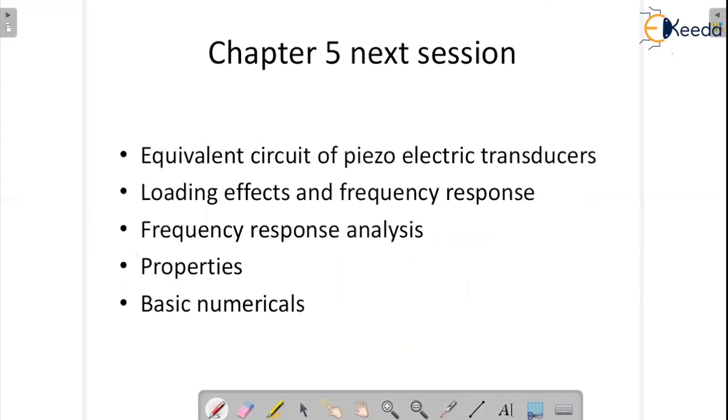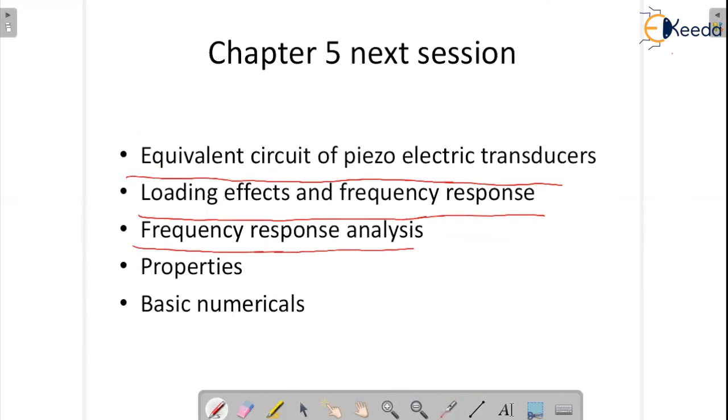In the next session, we are going for the equivalent circuit of the piezoelectric transducer, how the loading effects take place, its frequency response and how the frequency response analysis is done, and the basic properties and basic numericals. We are going to study in a detailed manner in the next session under chapter 5, my dear students.